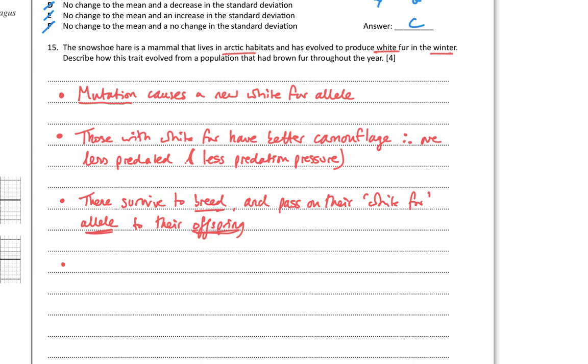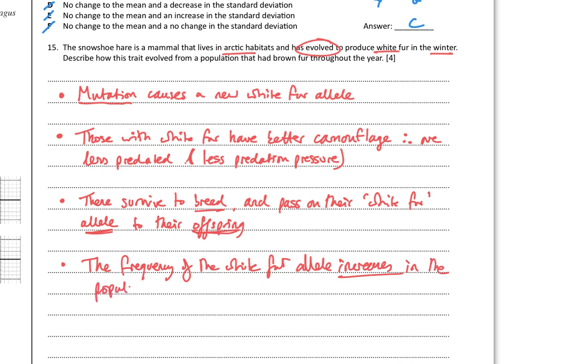And then it's just how they evolve. So it's just saying what evolution is, and therefore the frequency of the white furred allele increases in the population. You have to say that the allele becomes more common.